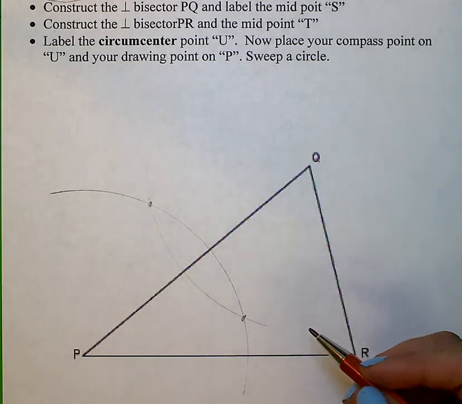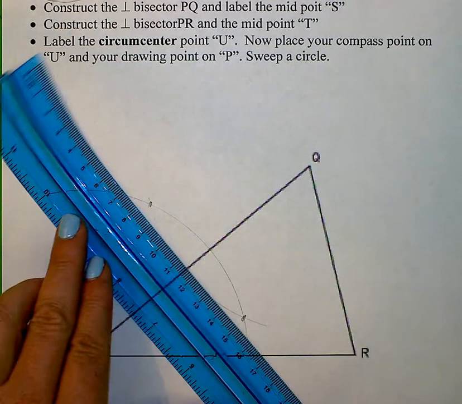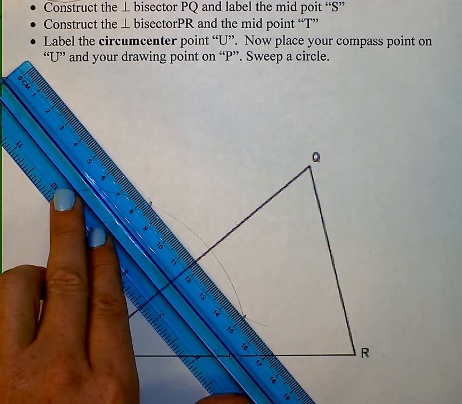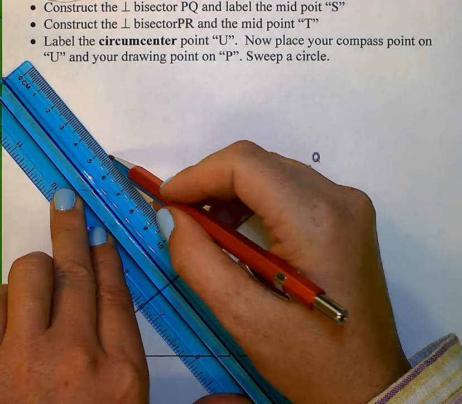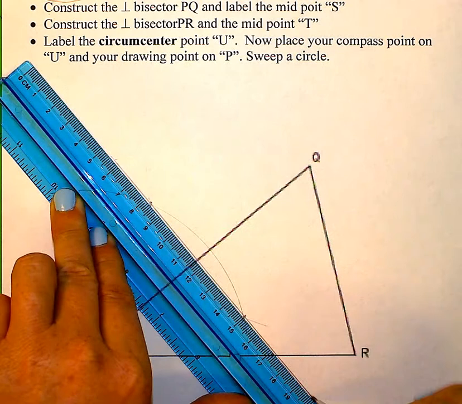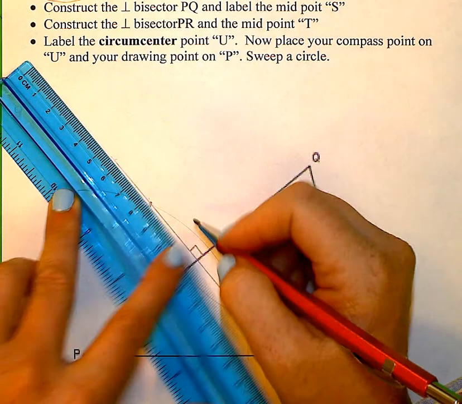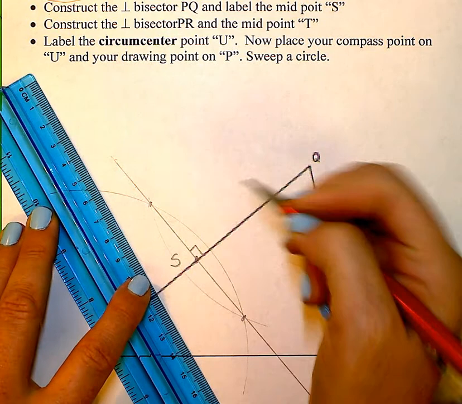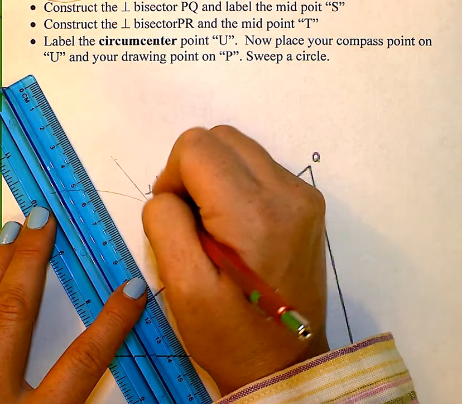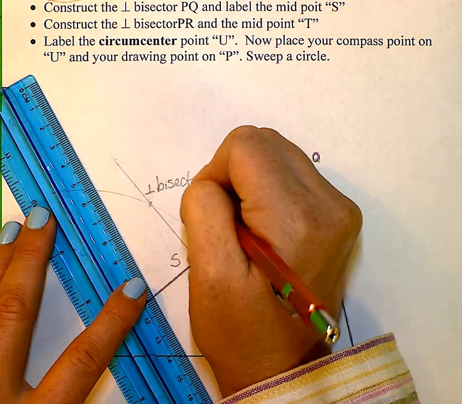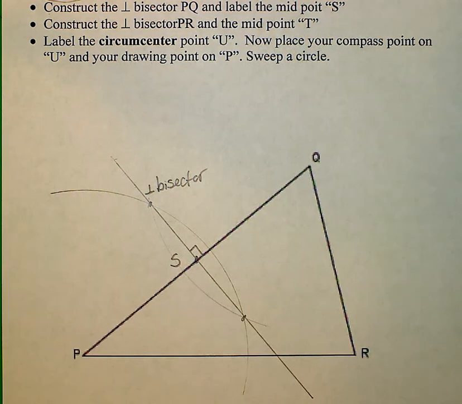Line up your ruler. Now you are not aiming for the corners this time. We want a straight segment, so take it all the way through. You have a right angle there. We're going to label that midpoint S. And that is a perpendicular bisector. Take it all the way through. You're not aiming for the corners. These are not medians. They're perpendicular bisectors.